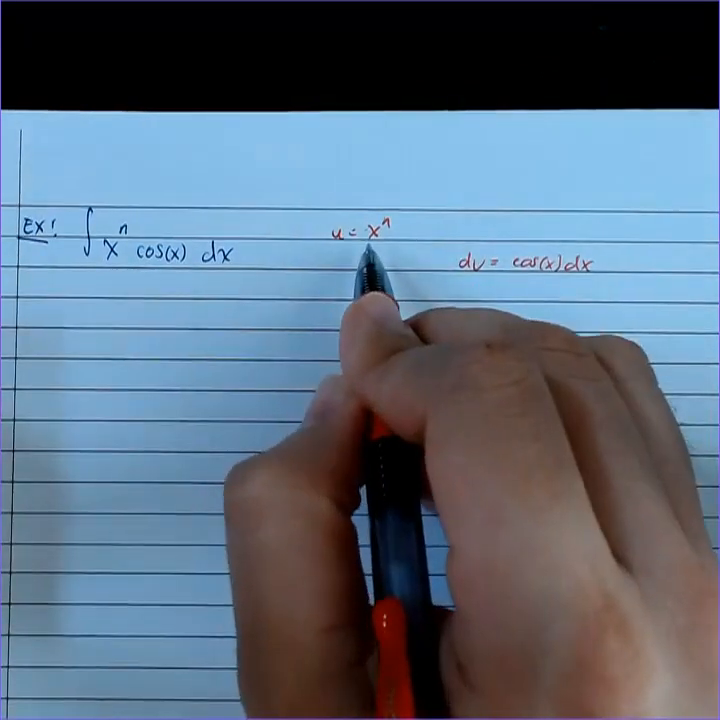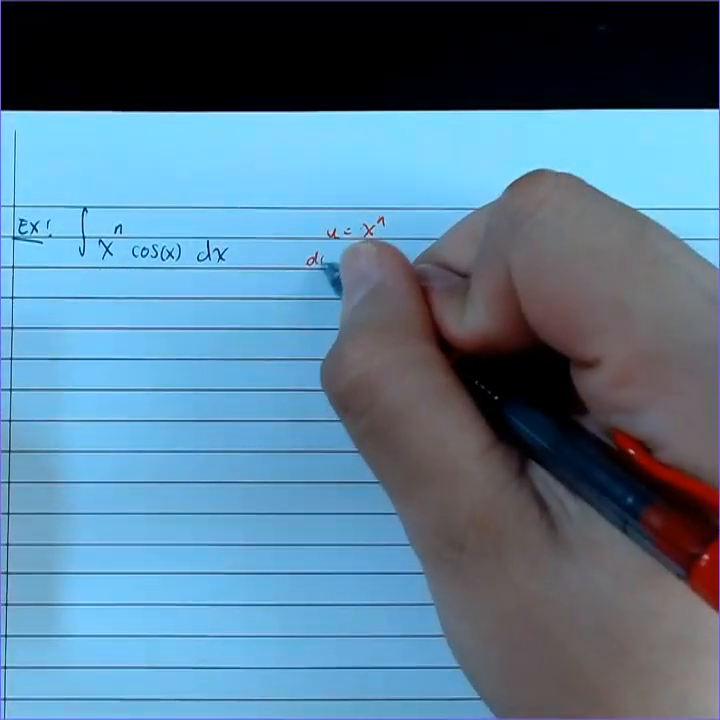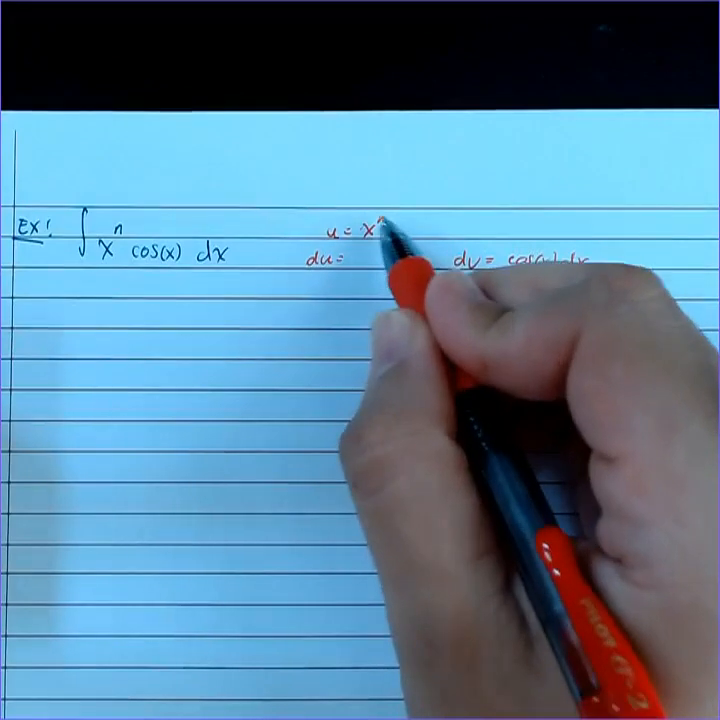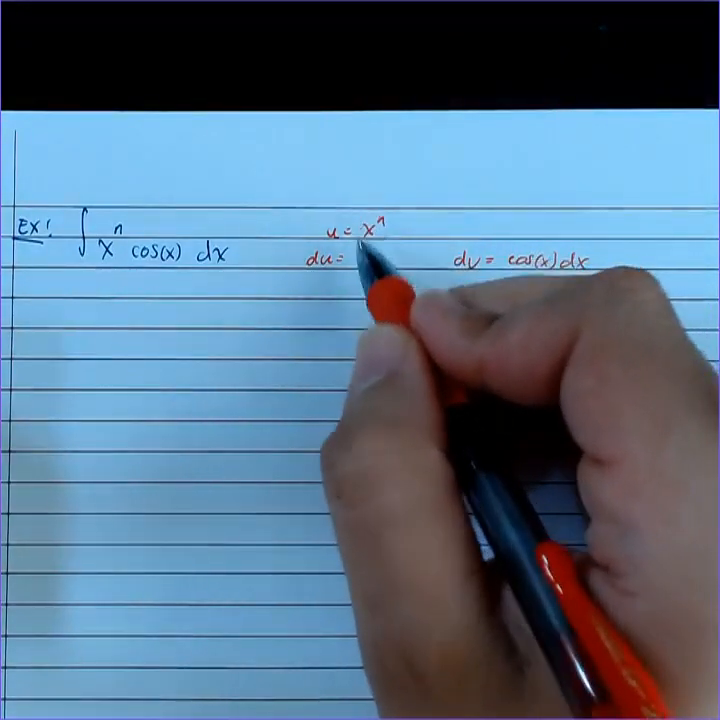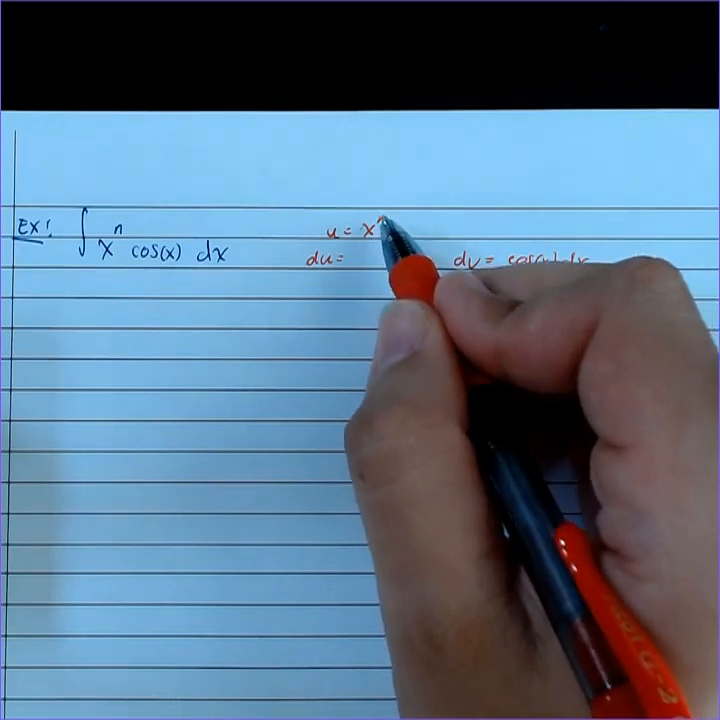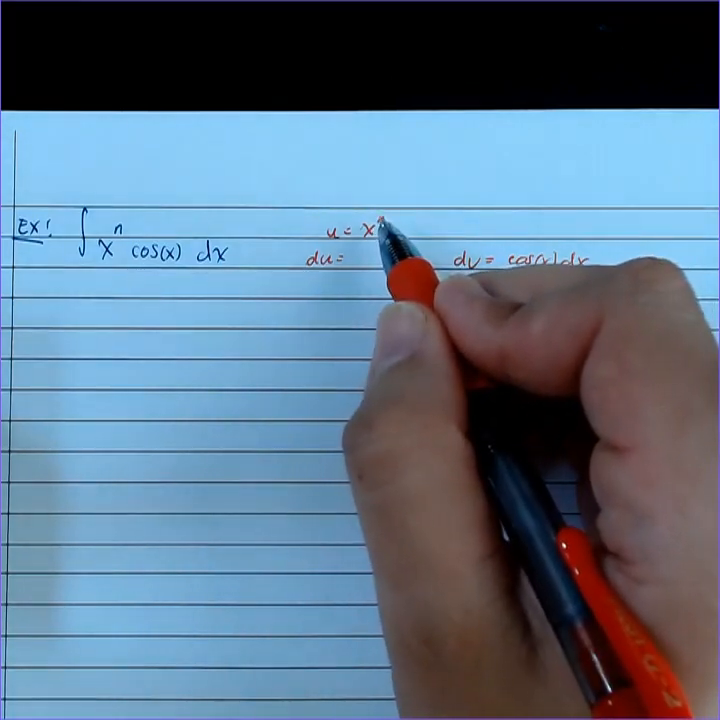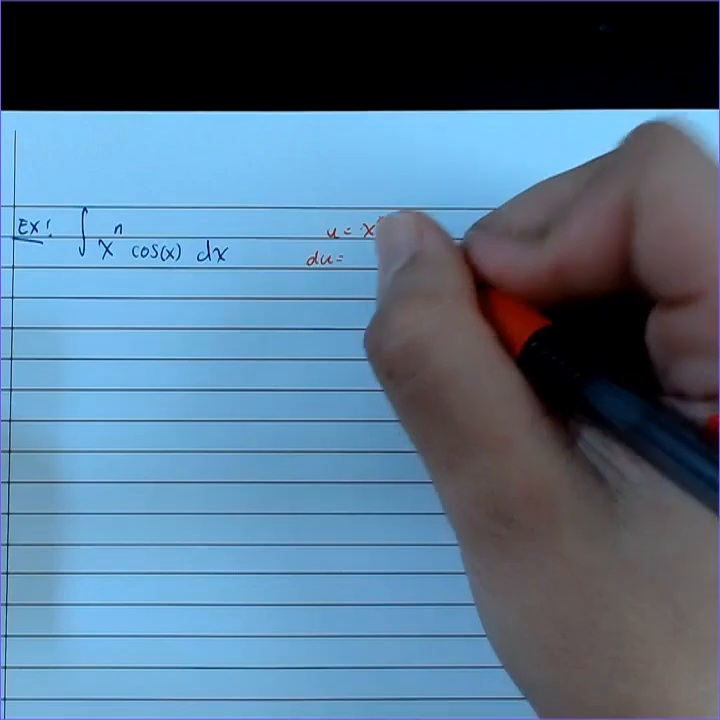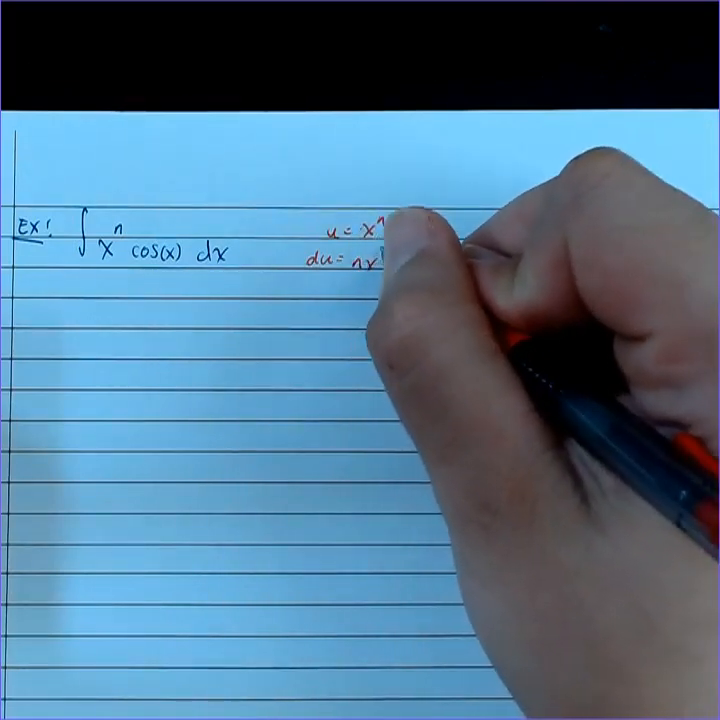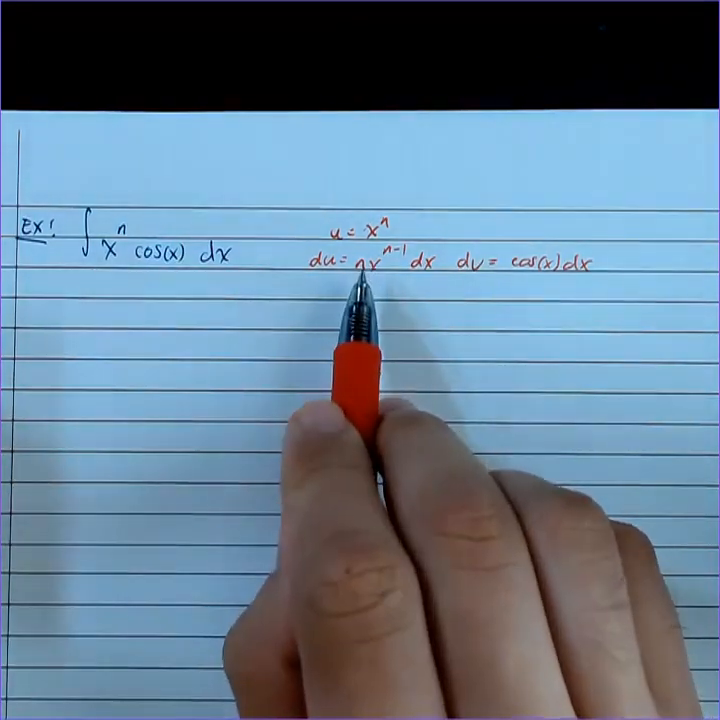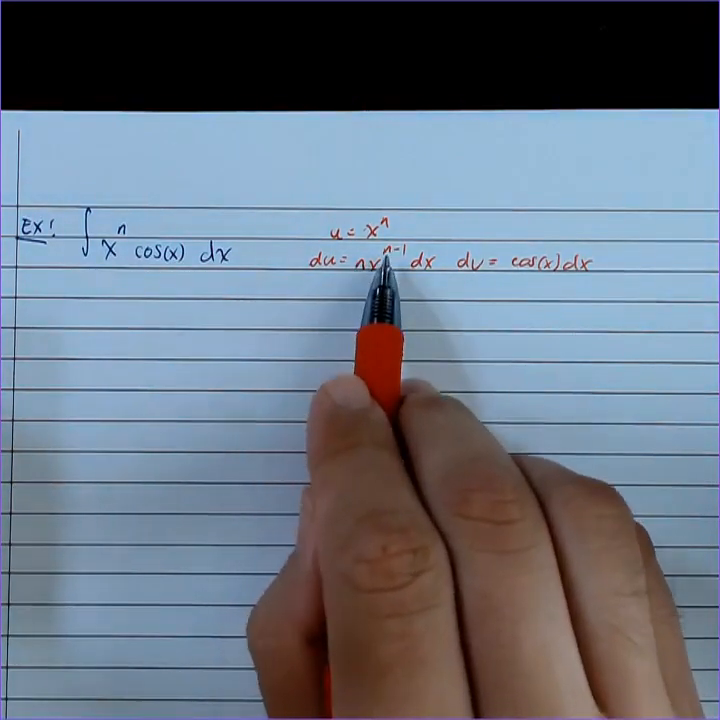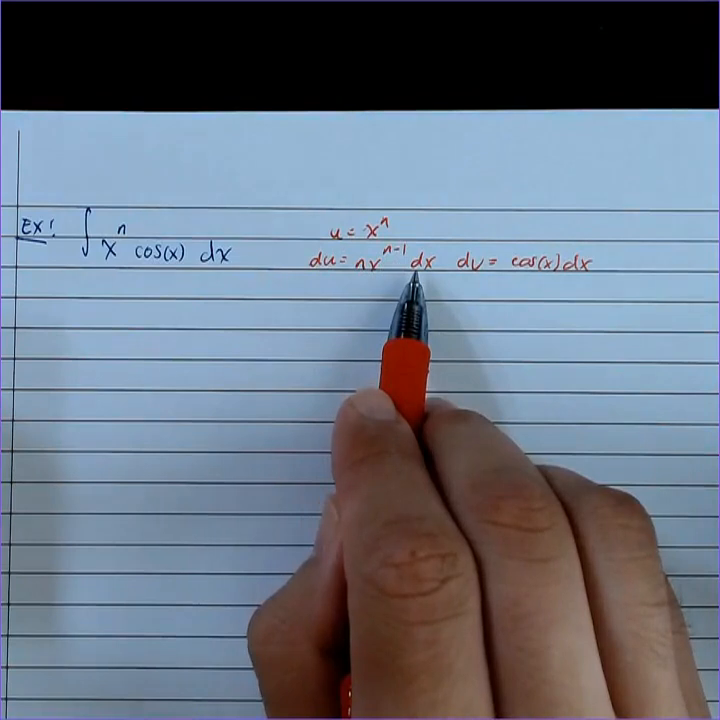All right, well, if u is equal to x to the n, then du is going to be the derivative of this times dx. Well, I don't know what that is. But we don't need to know exactly what that is. We know the power rule works by taking that n, bringing it down, and then subtracting 1 from the power. So I may not know what n is, but I know the pattern. n x to the n minus 1 dx.